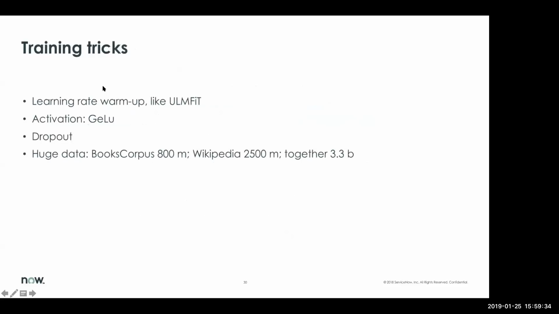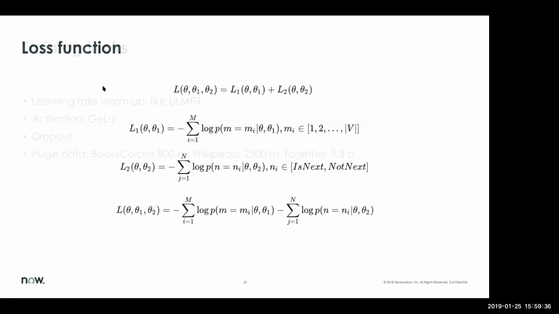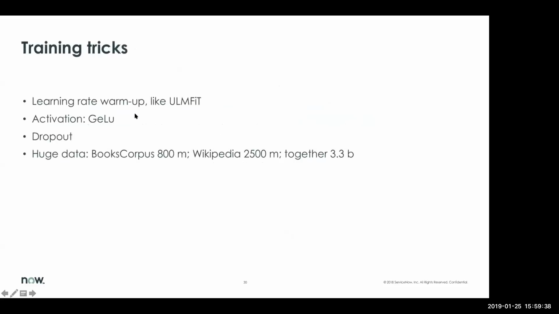Okay, so after the loss function, I'd like to talk about the training tricks in BERT. So, as a learning rate warm-up, which is from the universal language model we have described before, there are 3 tricks for the learning rate.